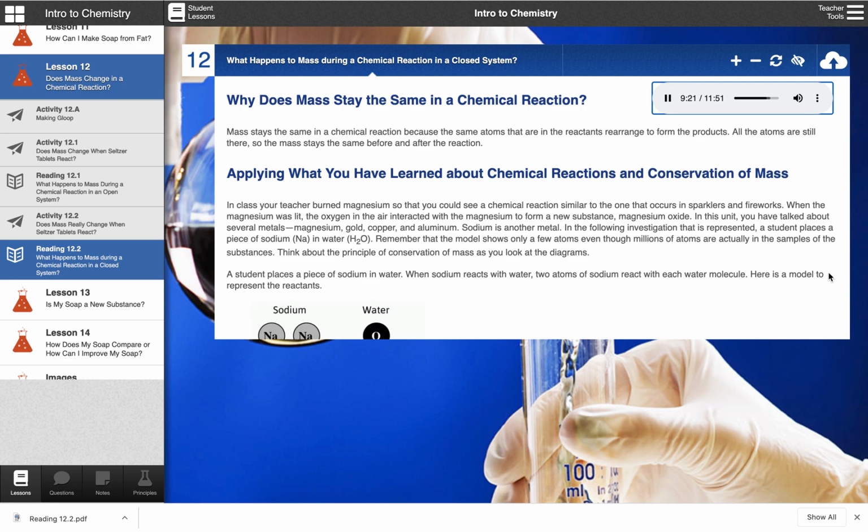Why does mass stay the same in a chemical reaction? Mass stays the same in a chemical reaction because the same atoms that are in the reactants rearrange to form the products. All the atoms are still there, so the mass stays the same before and after the reaction.